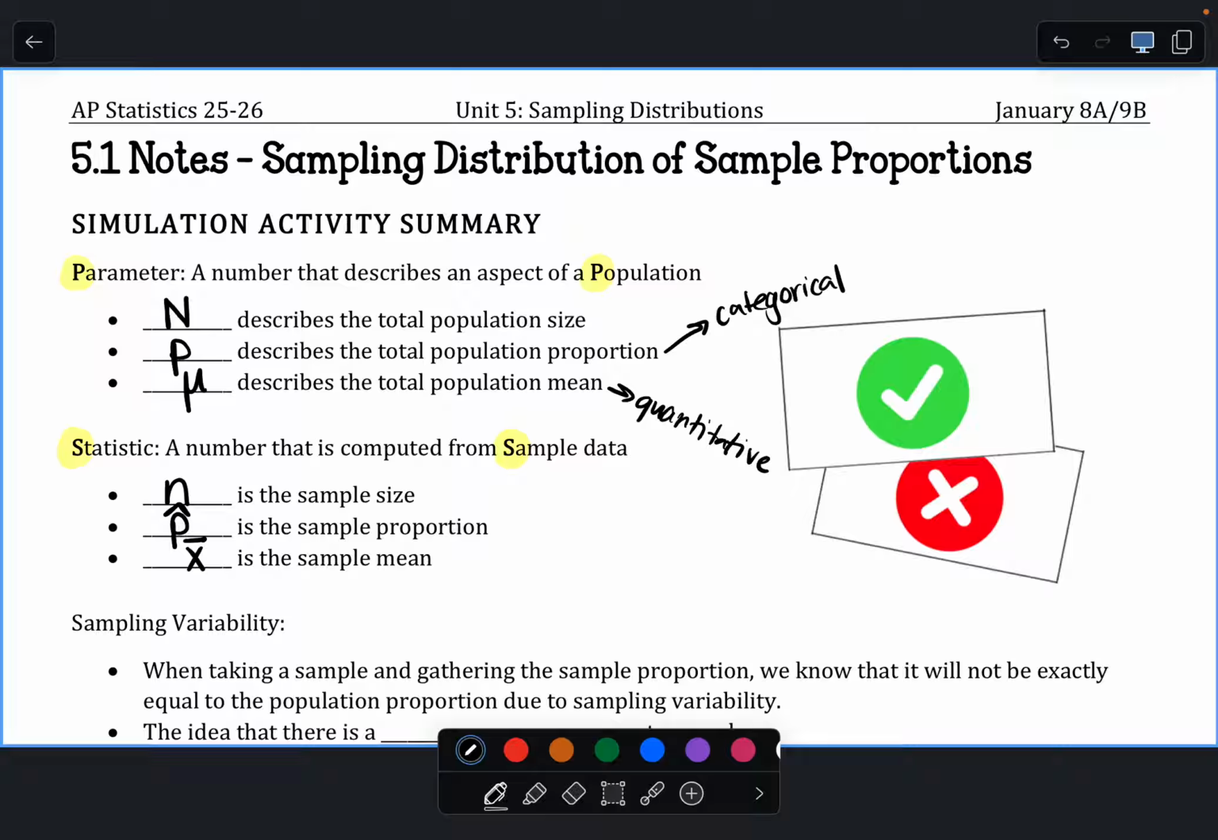And so that's going to be things like, how many AP classes are you taking? How long is your drive to school each day? Things where you would answer the question with a number. What we focus on today specifically is going to be looking solely at proportions. So we're really not going to use the mu. Our focus for this lesson and the next lesson will be proportions, and then 5.3 will be solely for means. So all we're doing is P and P hat.